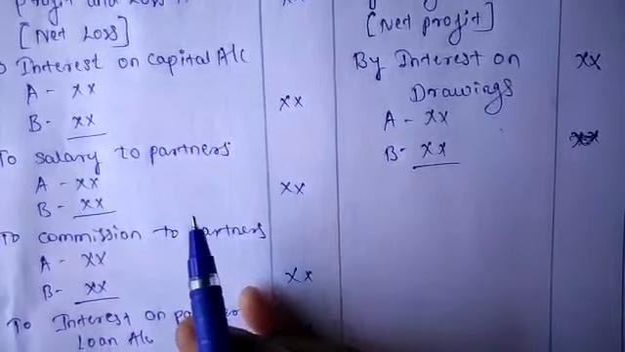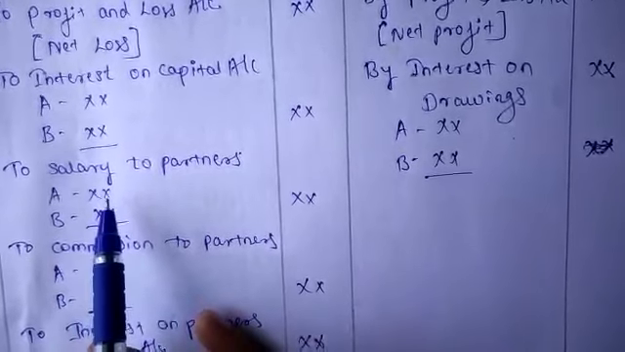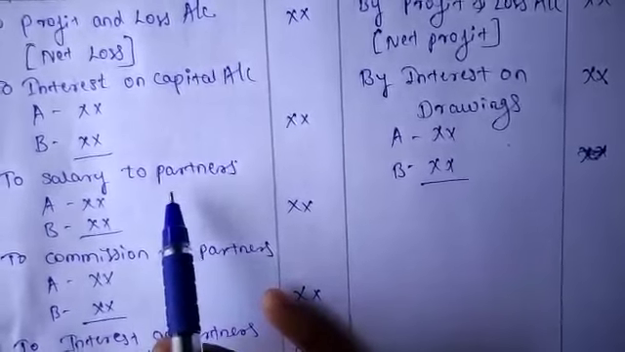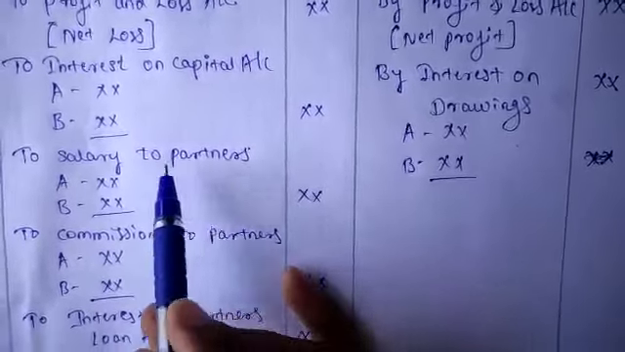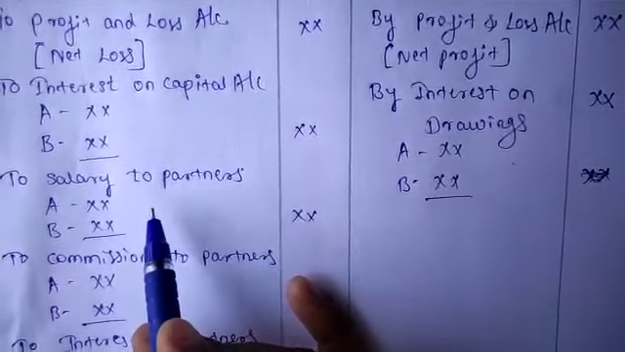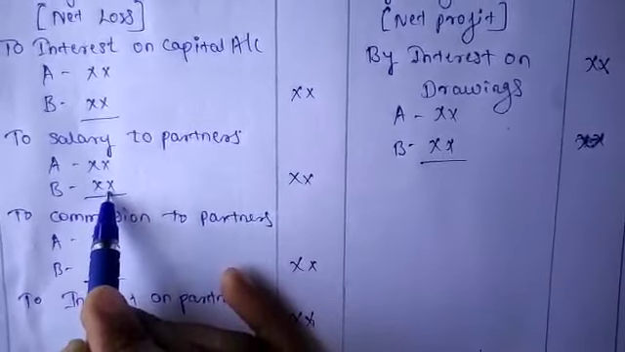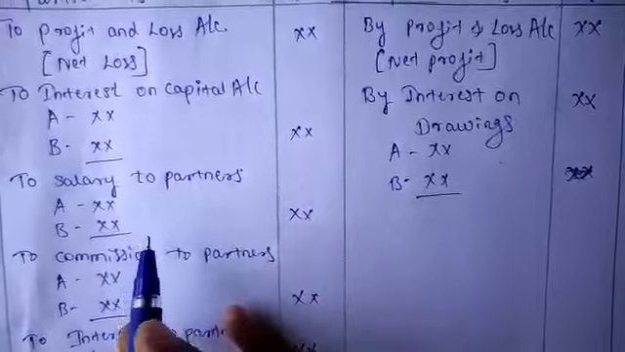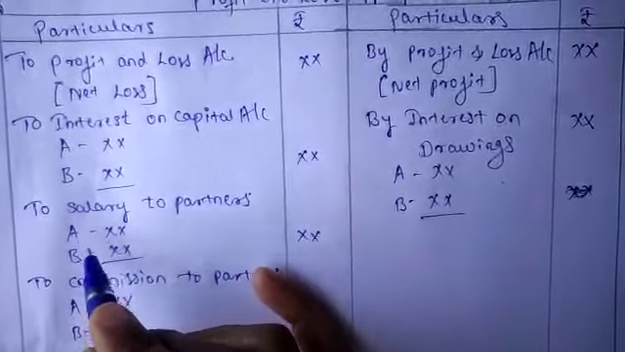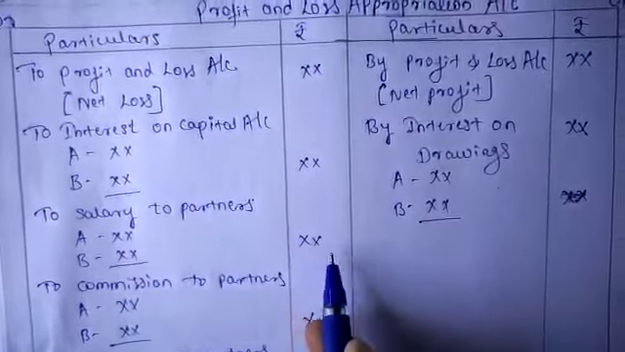Next, salary to partners. It is also an expense to your business. This salary is given by the firm to the partner. Any one partner or both partners? All partners. Salary to partner is an expense to your business. That's why it is on the debit side of the P&L appropriation account. A's salary, B's salary. Suppose only one partner's salary is given, then you take only one partner's salary. Here, only for example, we have taken two partners' salaries. So put the total into the outer column.